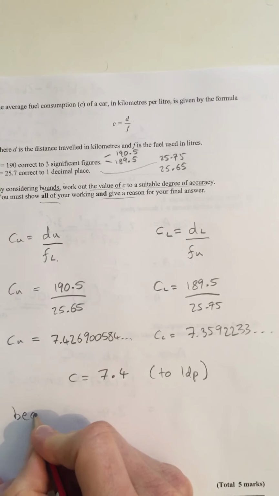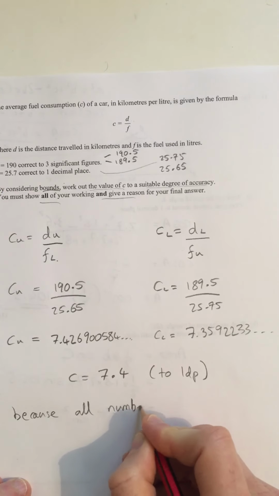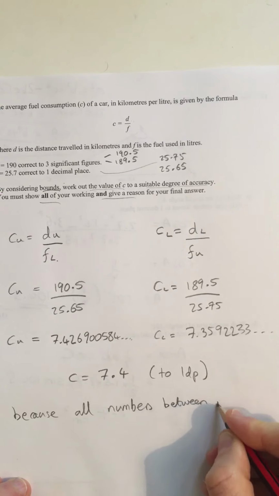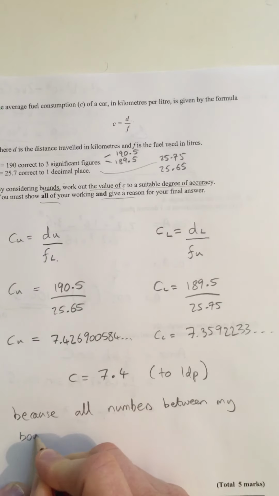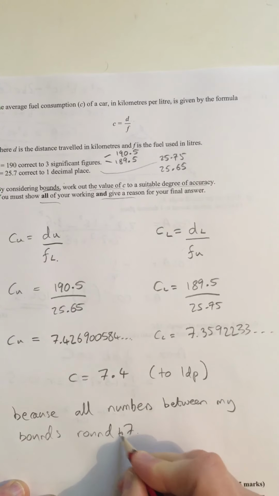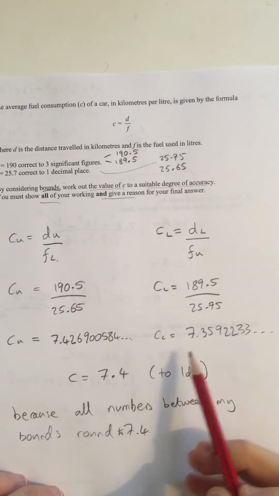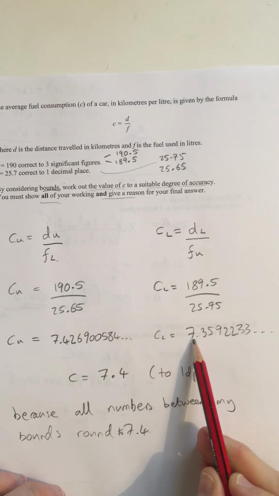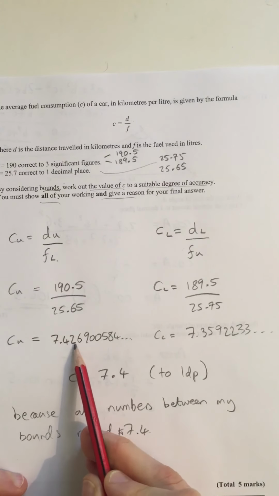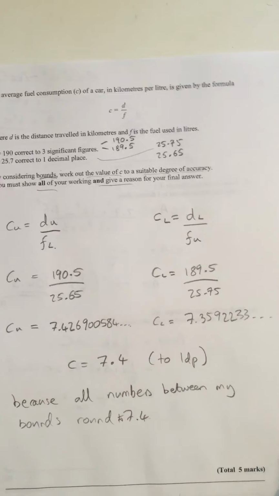And my reason, because all numbers between my bounds round to 7.4. I can't be any more accurate than that. I can't go to 2 decimal places because this rounds to 7.36, this rounds to 7.43, so we can't be any more accurate than that. That is my final answer, and that's the reason why.